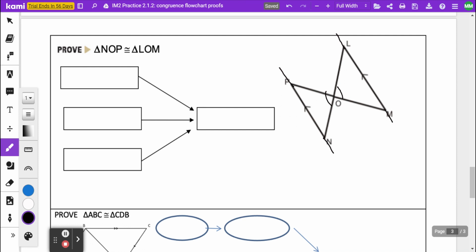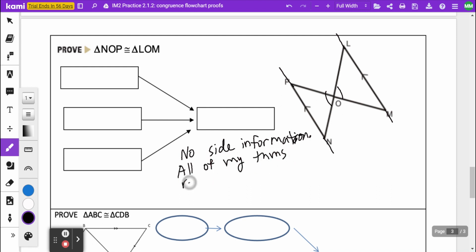I don't have any side information. No side information. All of my theorems require some side information. So I can't prove this.